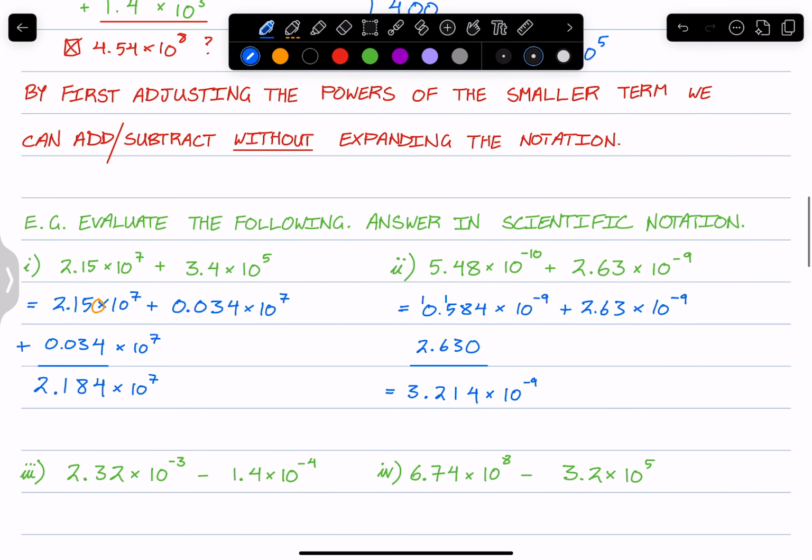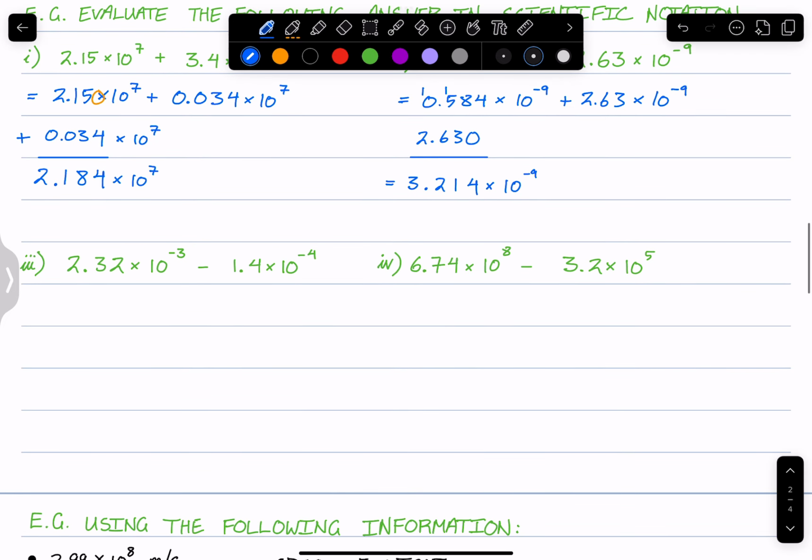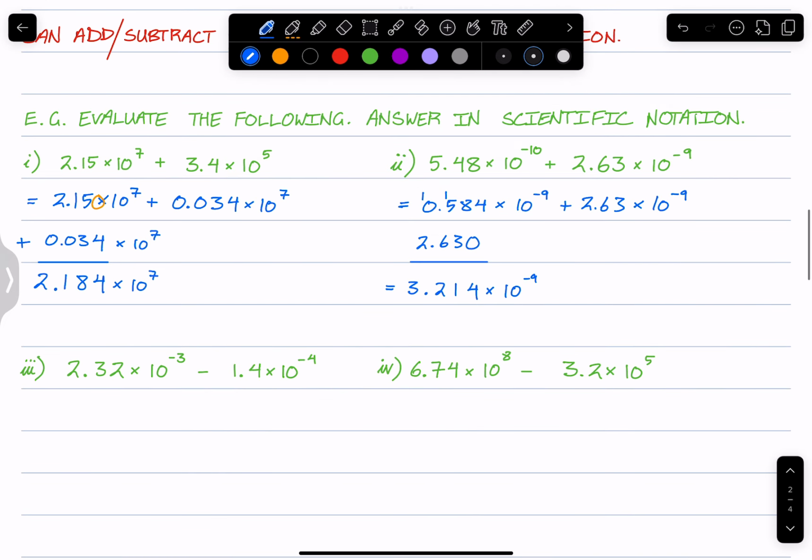All right, so I hope that's giving you a quick insight in these first two examples. You can pause and try these next two right after this.